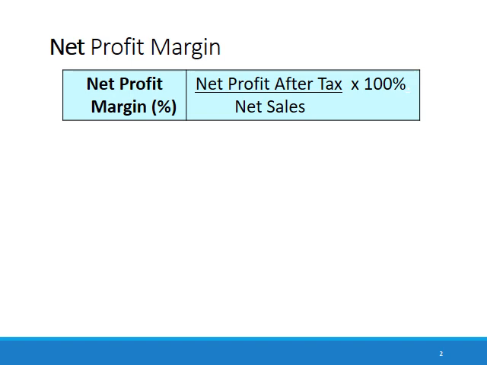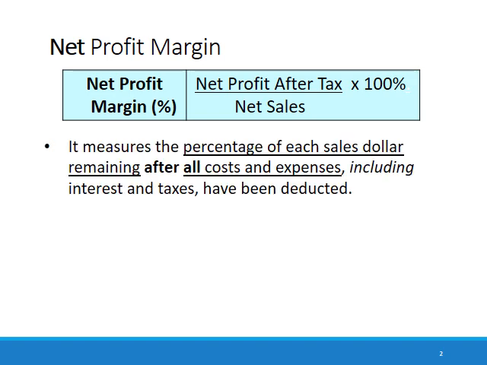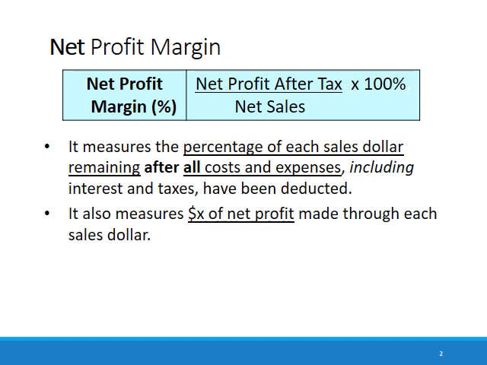Net profit margin equals net profit after tax divided by sales times 100%. It measures the percentage of each sales dollar remaining after all costs and expenses. So basically, after deducting all the costs and expenses, including interest and tax. So it measures the X dollars of net profit made through each sales dollar.